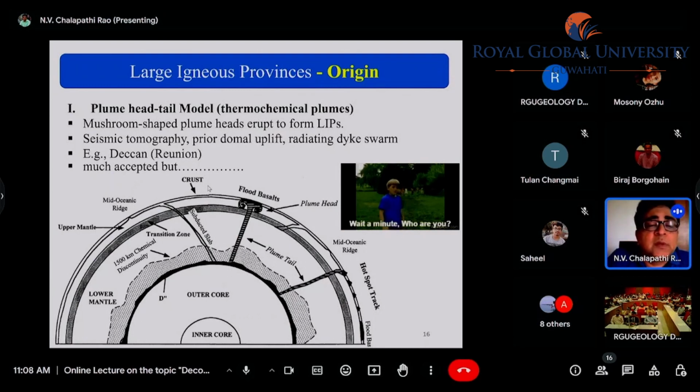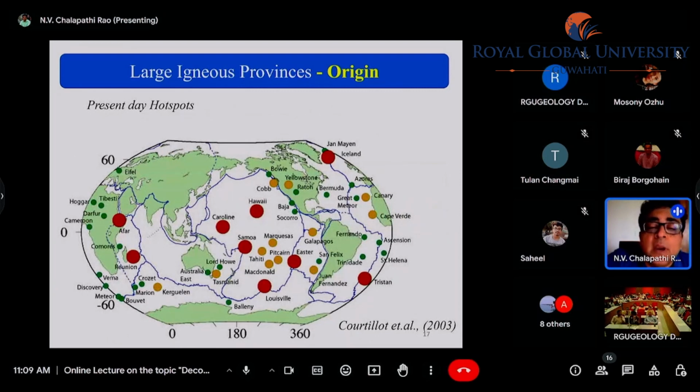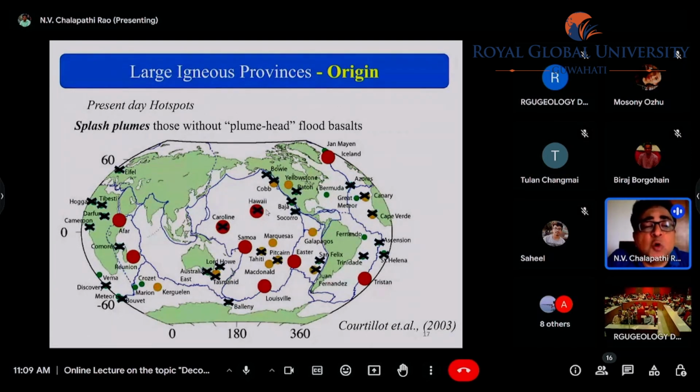Like Deccan, perhaps we think that they were formed due to the Indian plate passing over a plume called the Reunion hotspot, which is present today. But again, as I said, these are models which are accepted, but there are so many questions on that. So plumes can relate to your large igneous province. If you take this map, you can see a global map, you see different dots. All these dots correspond to different plumes, hotspots which are present today. Now, splash plumes are those without a plume head. A plume can have a big head, like a mushroom, or today many people think some plumes may not have such a plume head. But irrespective of that, all such hotspots, whether they have plume heads or are splash plumes, can really lead to the eruption of the Deccan Traps or any other LIPs.